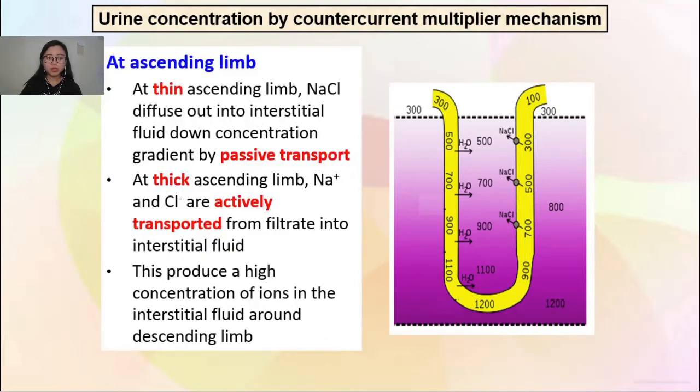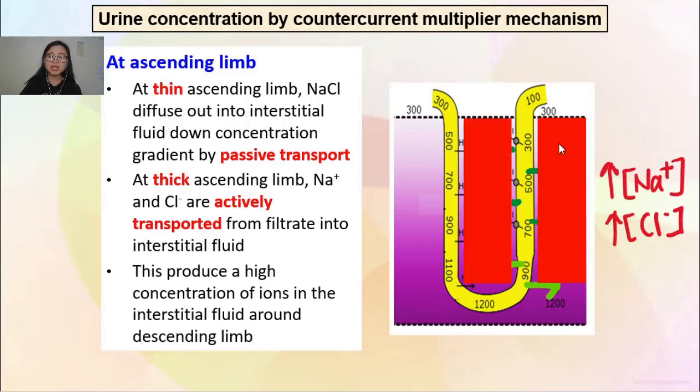Alright, now we will start seeing what happens after we turn and we go into the ascending limb. Okay, as it turns around the hairpin and goes up the ascending limb, bila dia sampai bahagian thin ascending limb, NaCl will diffuse out into interstitial fluid down concentration gradient by passive transport. At the thick ascending limb, Na+ and Cl- are actively transported from filtrate into interstitial fluid. So di bawah adalah passive transport, di atas active transport. This will produce a high concentration of ions in the interstitial fluid around the descending limb.